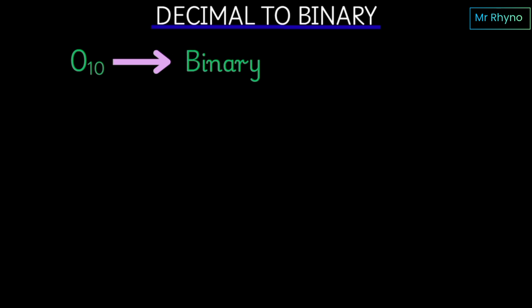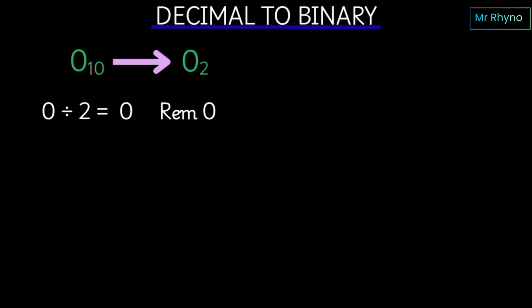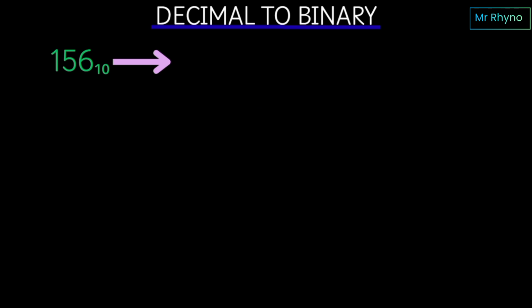0 to base 10 to its binary equivalent. We divide 0 by 2 and we get 0. The remainder is 0. So 0 to base 10 is just the same as 0 to base 2. Next we have 156 to base 10. And this is interesting. We convert this to its binary equivalent.